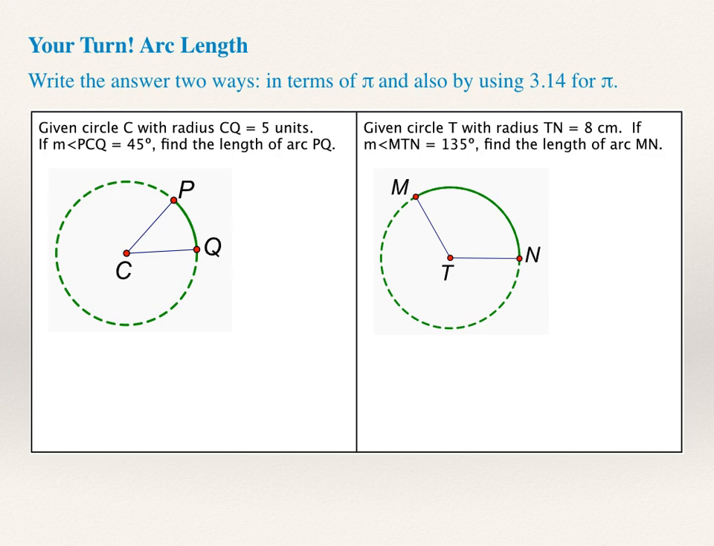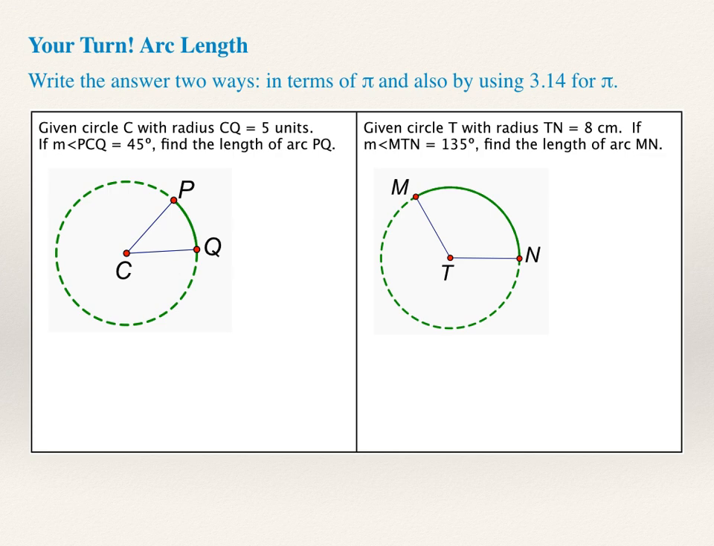In the first example, we have a circle, C. We need to find the arc length of arc PQ, that's a minor arc. We're told what the radius is, and we're told that the measure of that angle, the central angle, is 45 degrees. Therefore, the measure of the arc is also 45 degrees. So we want you to take a look at this example, put the video on pause, then come on back, and we'll see if we agree on our answer for the arc length of arc PQ.